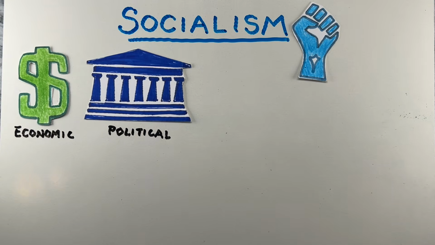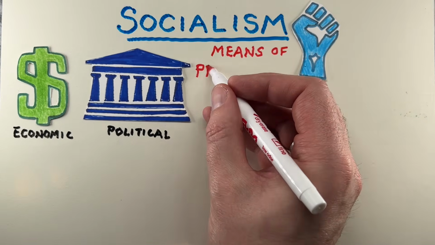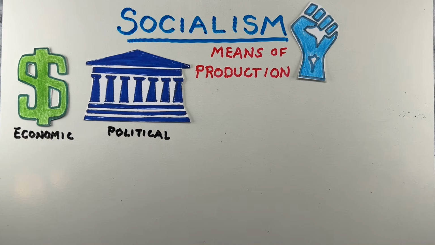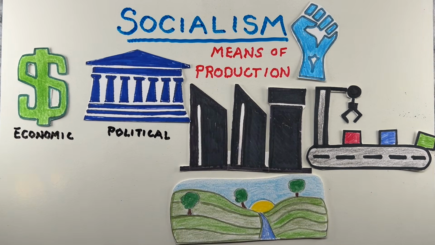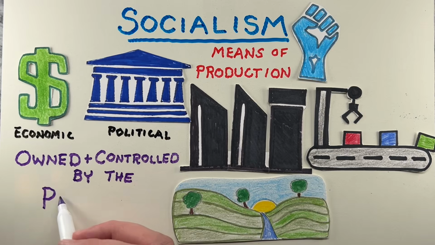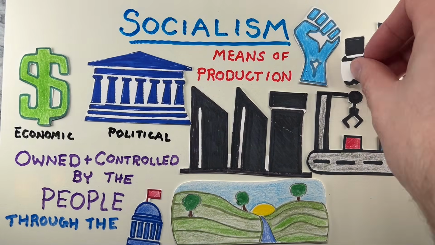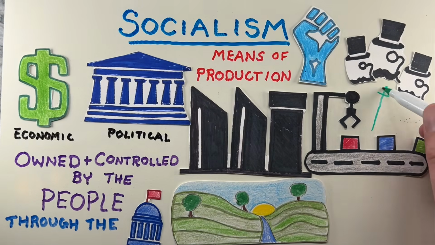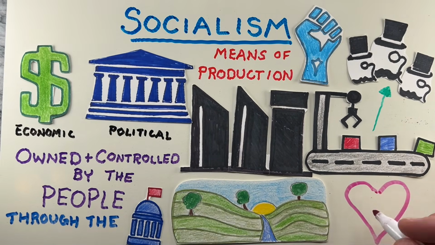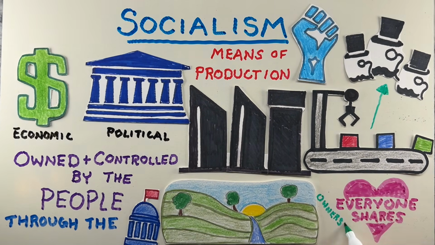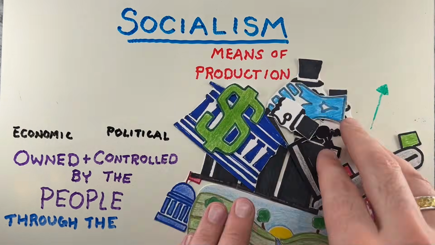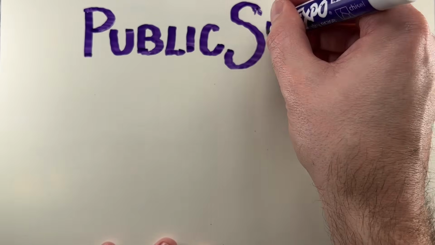Socialism is an economic and political system where the means of production, such as factories, land, and resources, are owned and controlled collectively by the people, usually through the government. The idea is that instead of a few individuals or private companies owning these resources, everyone shares in the ownership and benefits. Now let's look at 5 concepts to help understand socialism with real-life examples.